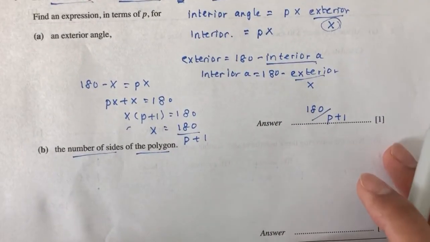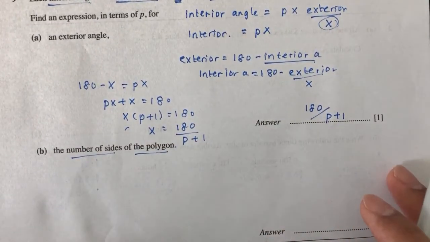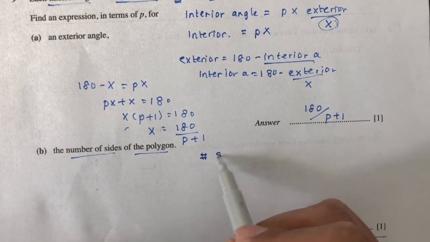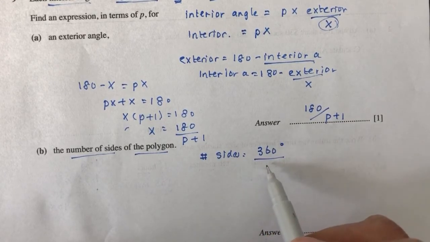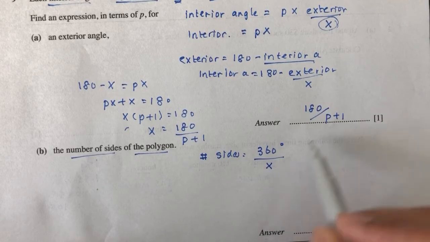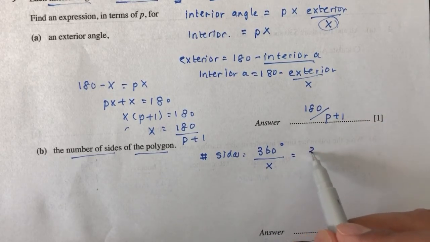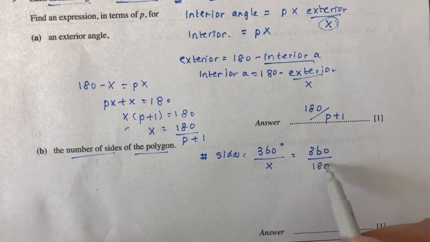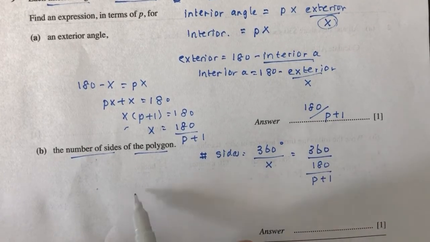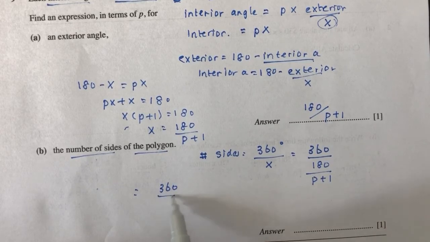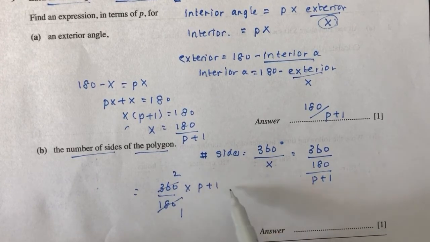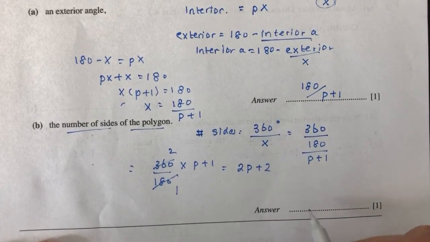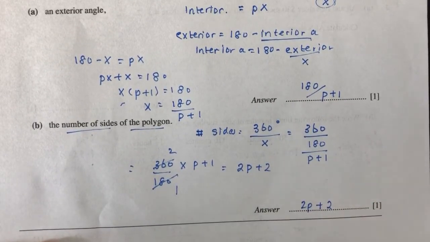So now for part B, find the number of sides of a polygon in terms of p. So how do you find the sides? Using the exterior angle. So number of sides is equal to 360 divided by the exterior angle, which is equal to x. x is equal to this. So let's replace that back in: 180 divided by p plus 1. So now let's rearrange. It will become 360 divided by 180 times p plus 1. So there will be 1, 2. So you will get 2 times p plus 1. And that is your answer for part B, which is 2p plus 2 sides.